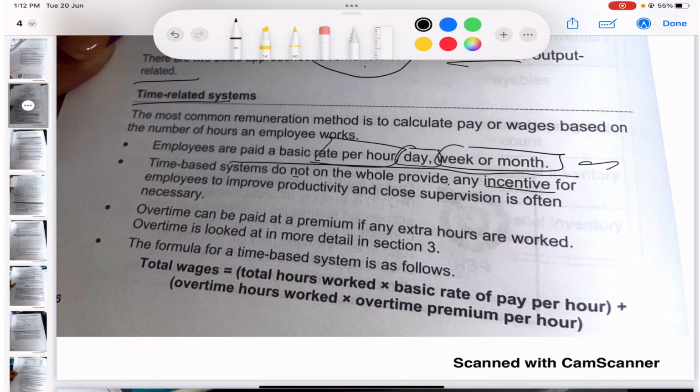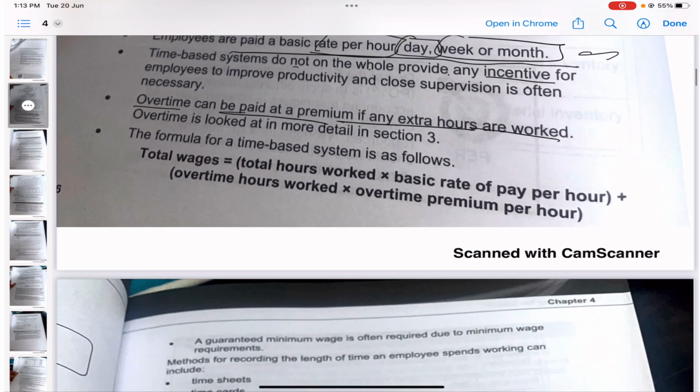So, then why should I even bother working so much? Right? So, time based systems do not provide any incentive for employees to improve productivity, and close supervision is often necessary. Overtime can be paid at a premium if any extra hours are worked. What is overtime? If my working hours are 6 hours and if I work for 8 hours, then 2 hours premium must be paid, because if I am working overtime, there should be some kind of incentive in order for me to do that. We'll be seeing overtime later on.